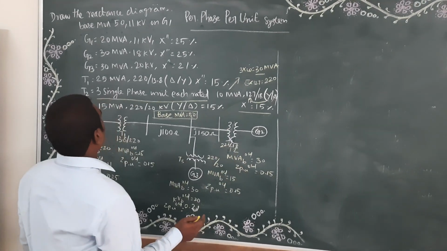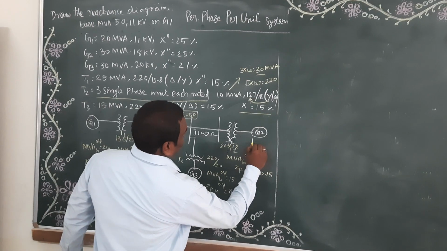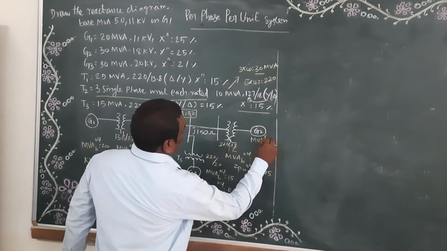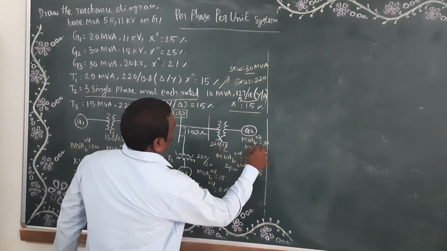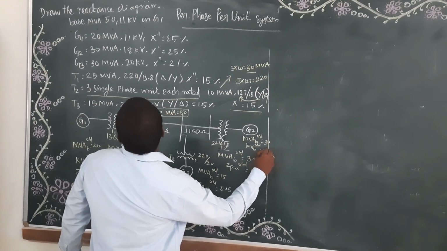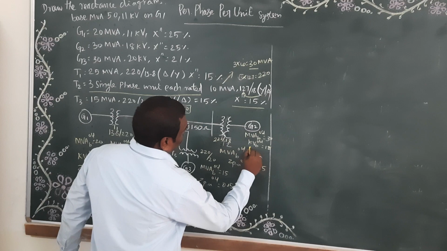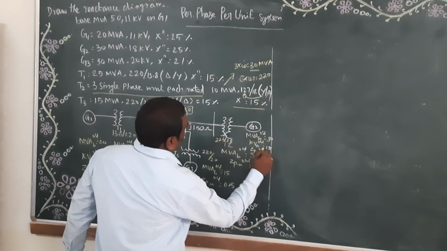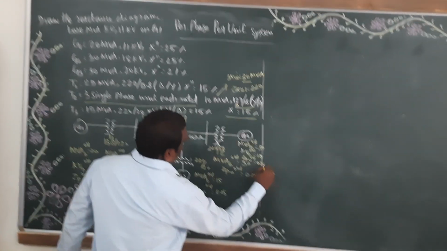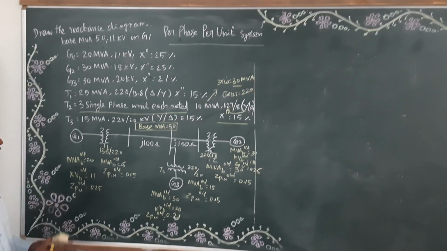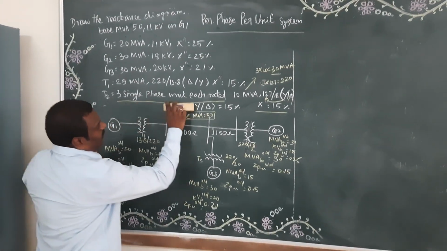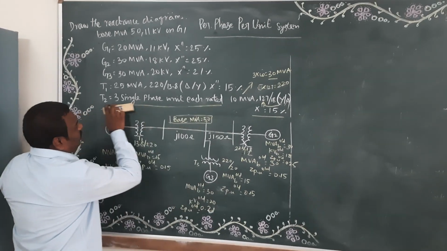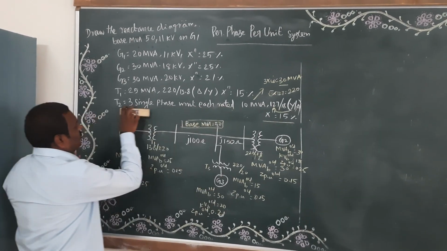Where is generator 2? Here we have written. MVA base volt equal to 30, kV base volt equal to 18, Z per unit volt equal to 0.25. Now to write the new values, I am just erasing the transformer data. Okay? Right? To write the new values on the top of the diagram.